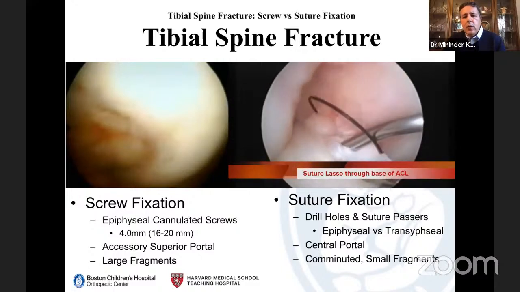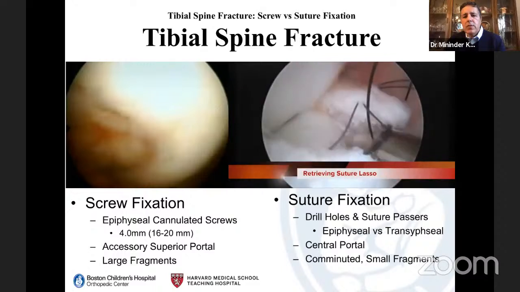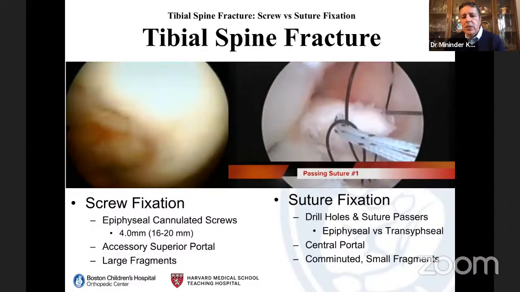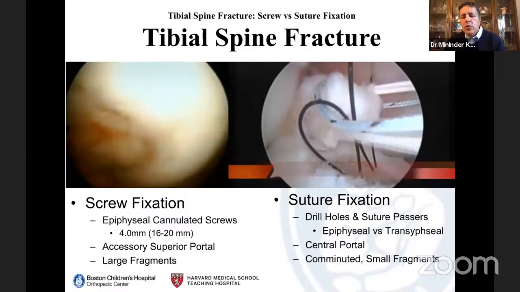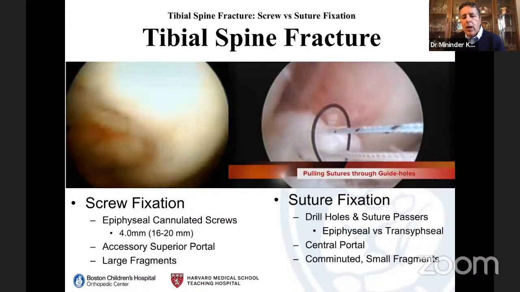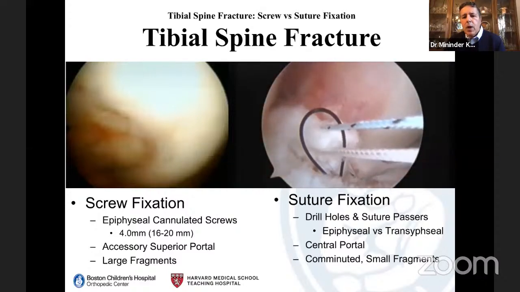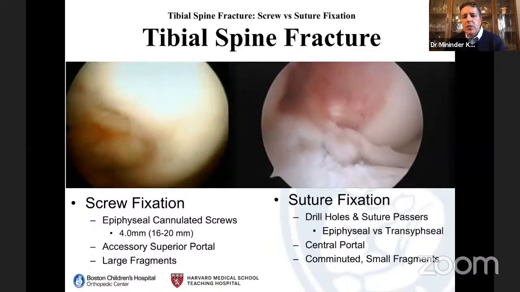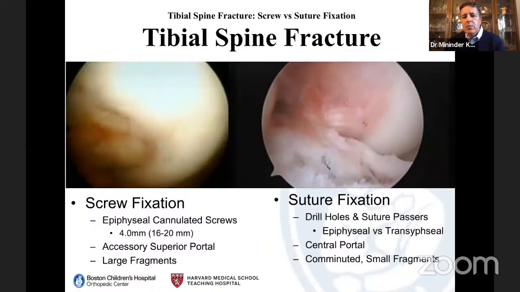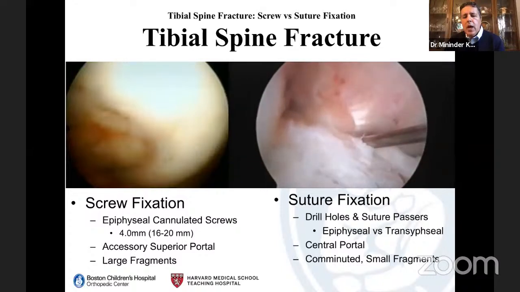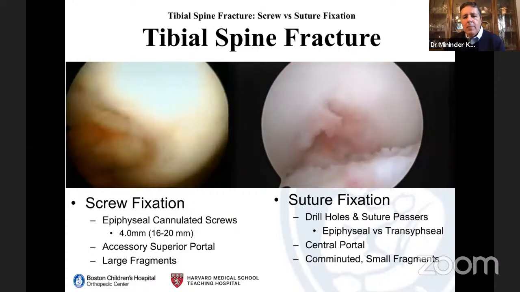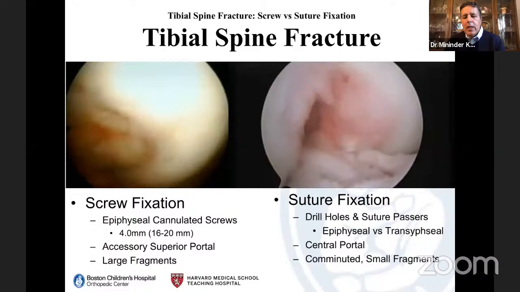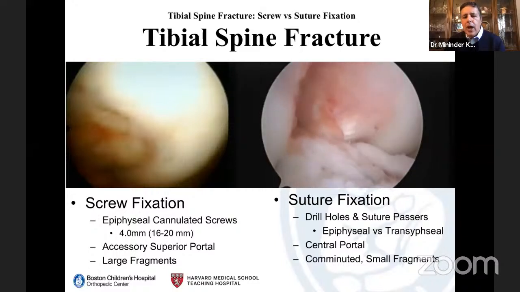Now, on the right, the video is showing suture fixation. So this is a very small fragment of chondroepiphysis. This would not be appropriate for screw fixation. We've drilled some tunnels, our guide wires, and these are Houston suture passers. We've passed sutures through the base of the ACL and this bony or chondral epiphyseal piece. And then we tie these sutures over the drill holes, over the bone on the tibia. Again, we want to move the knee to make sure we've got stable fixation and we can start early motion.